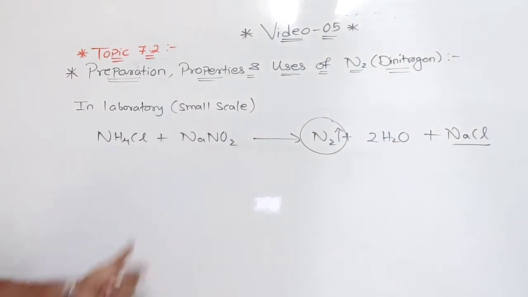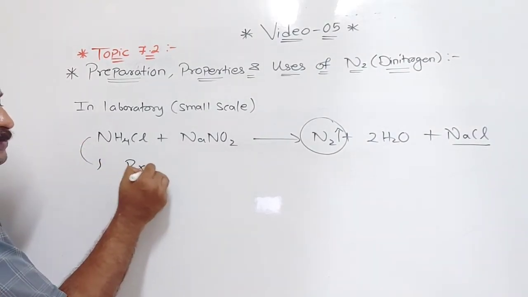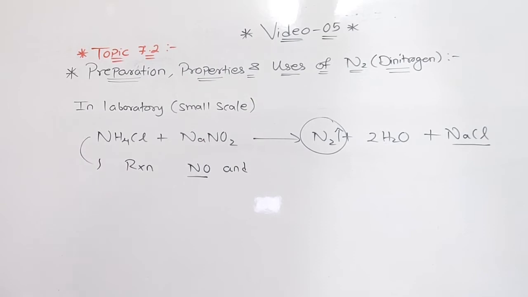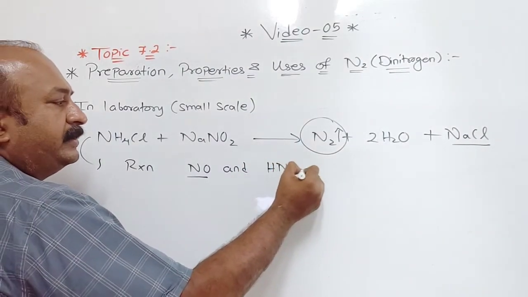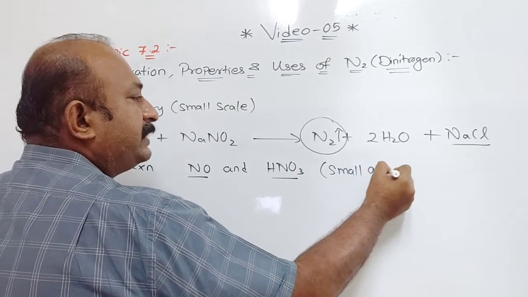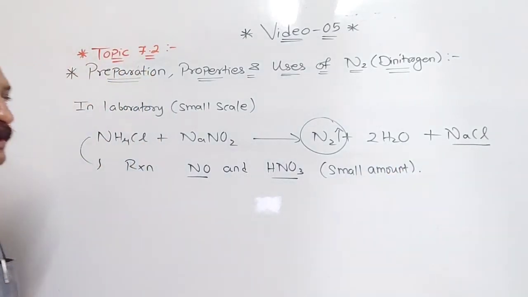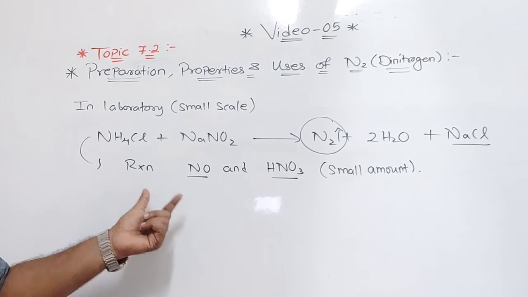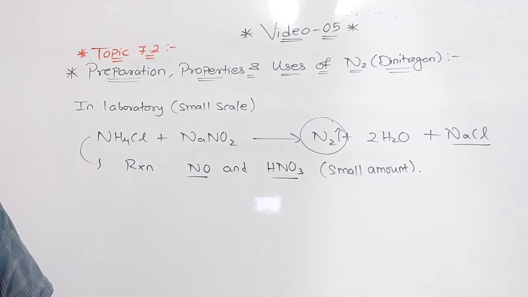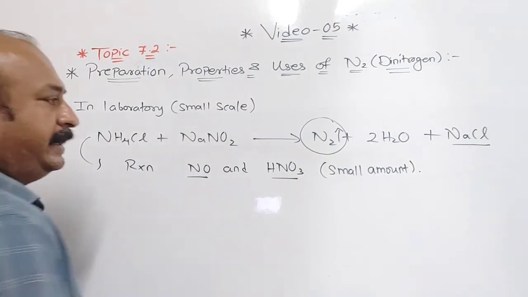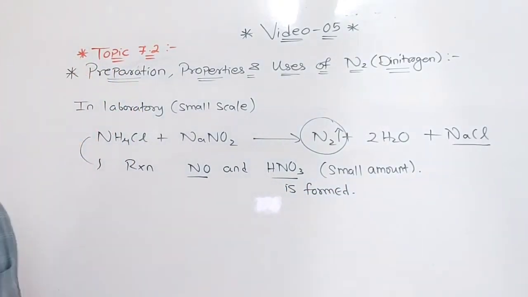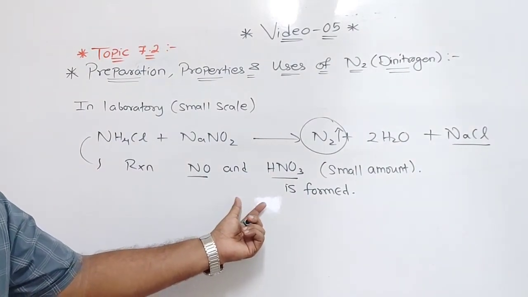In this reaction, a small amount of NO, nitrogen monoxide, and HNO3 are also formed, not added. A small amount is formed as impurities.